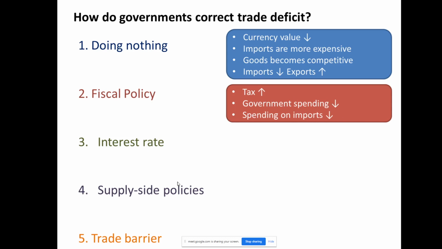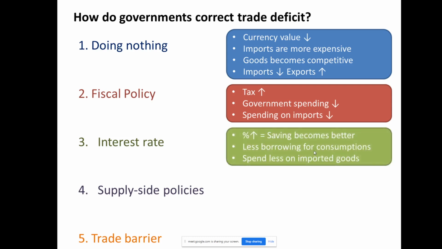What about interest rate? Interest rate is part of some policy. What's the name of that policy? Monetary policy. When we are using monetary policy, focusing on interest rate, should we increase the interest rate, or should we decrease the interest rate in order to correct trade deficit? Increase it, right? So the same logic here. We are using contractionary monetary policy to reduce people from consuming the imported goods.